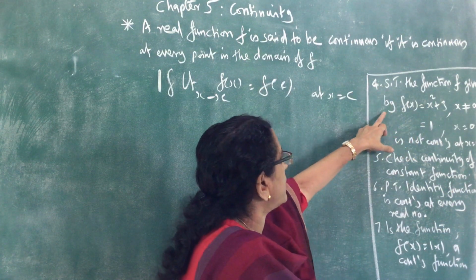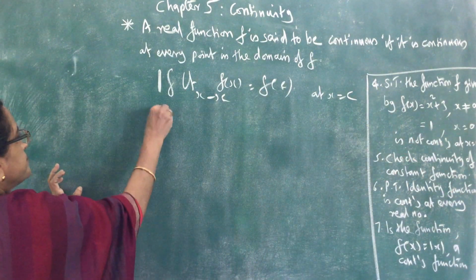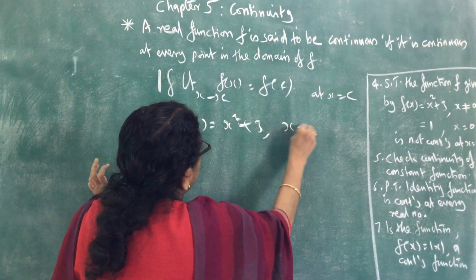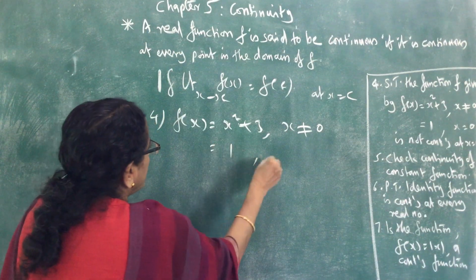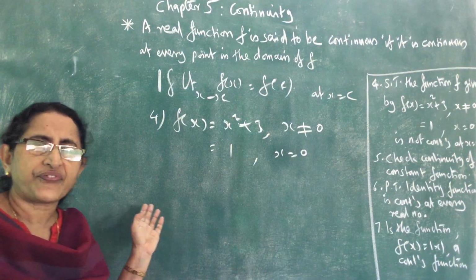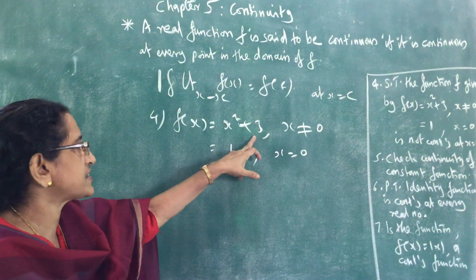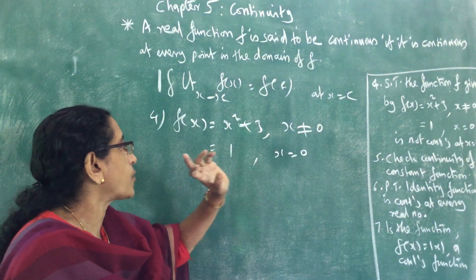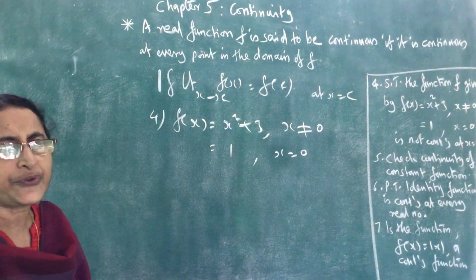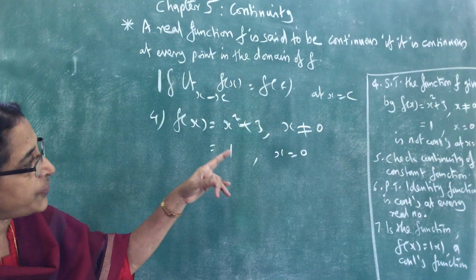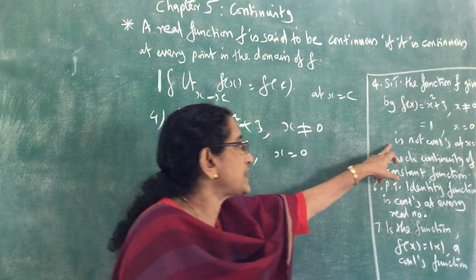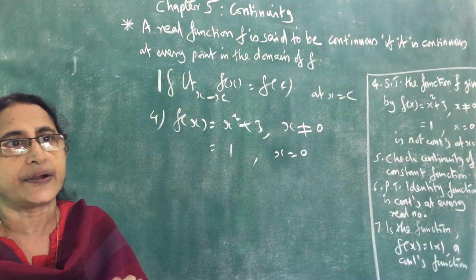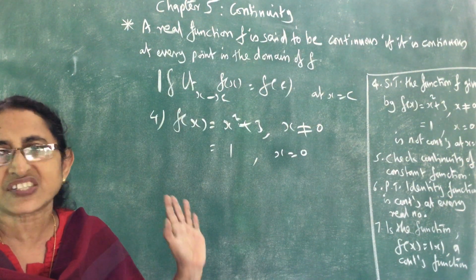Show that the function given by f of x equal to x square plus 3 if x not equal to 0 and equal to 1 when x equal to 0. The function is defined as f of x equal to x square plus 3 when x is not equal to 0 and equal to 1 when x is equal to 0. So here we have to show that the function is not continuous at x equal to 0. At a particular given point, x equal to 0, we have to show that it is not continuous.